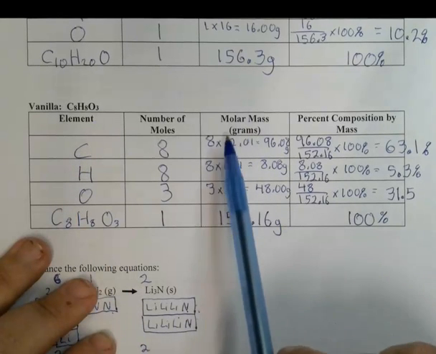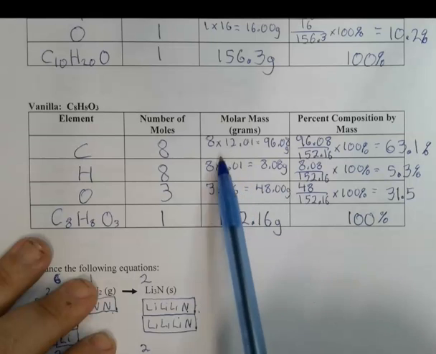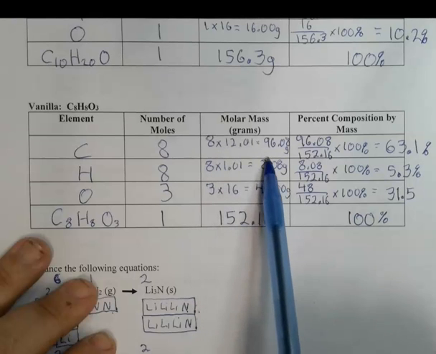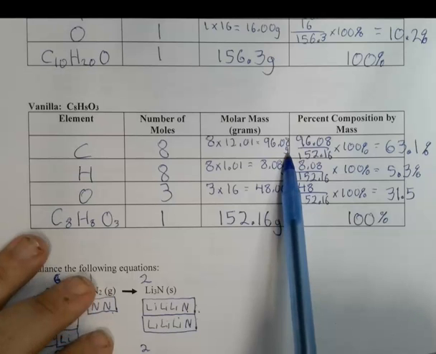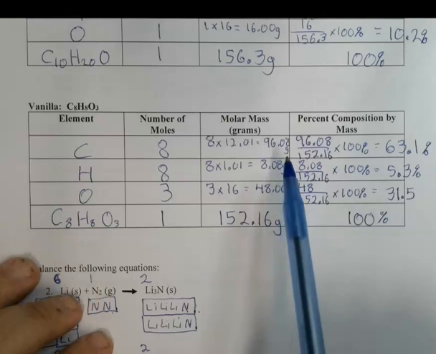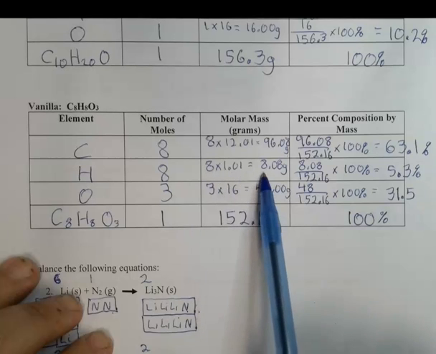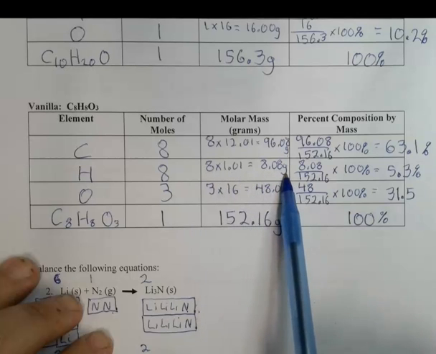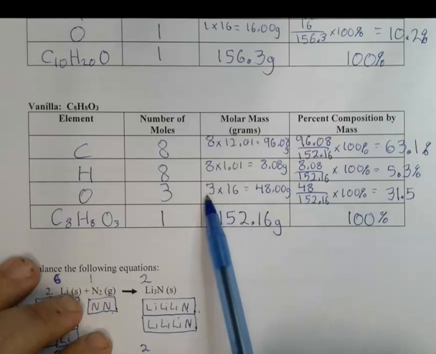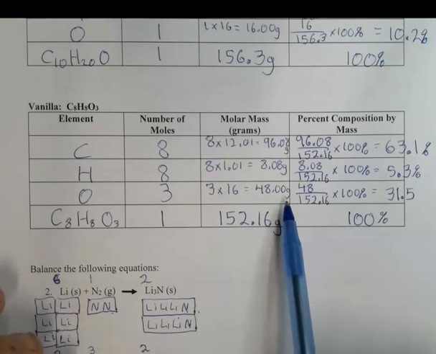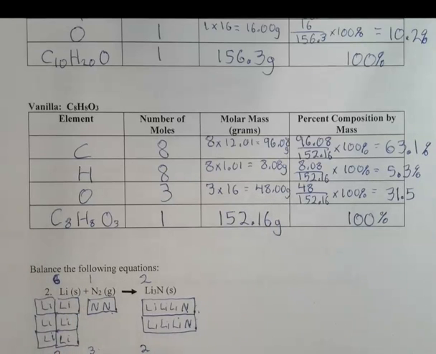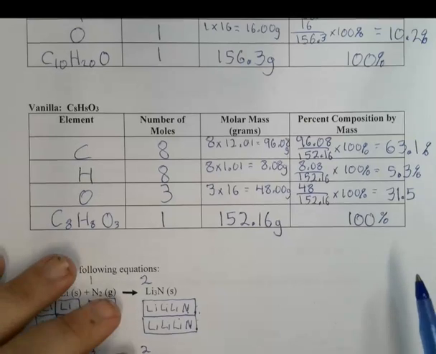So again, we keep using the same masses over and over. 8 times 12.01 gives you 96.8 grams of carbon in 1 mole of vanilla molecules. You have 8 times 1.01, which is 8.08 grams of hydrogen in 1 mole of vanilla molecules. And you have 3 times 16 for oxygen, which is 48 grams of oxygen in a mole of vanilla molecules.